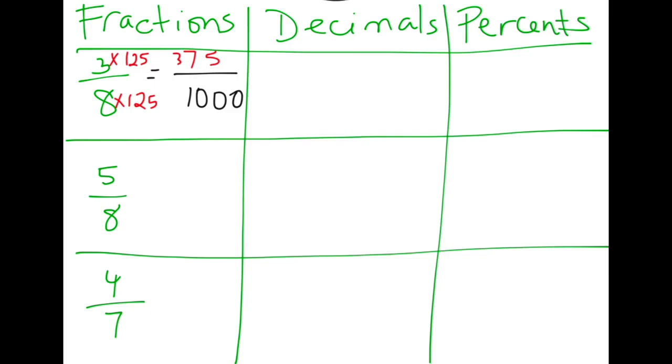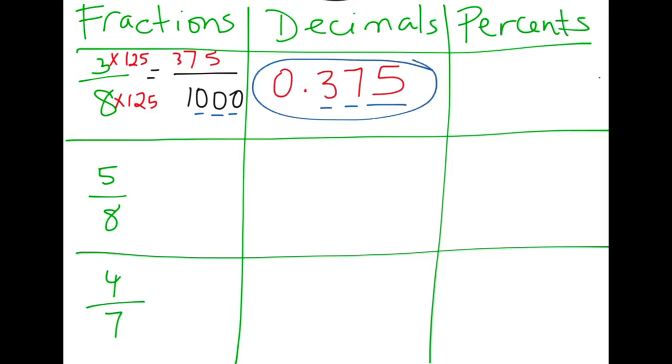So as a decimal, it will be 0.375. Since this is 1000, I have 3 zeros. That means I will have 3 digits after the decimal point. To find the percentage from this number, I will move the decimal point 2 places back to the left. So that will be 37.5%.